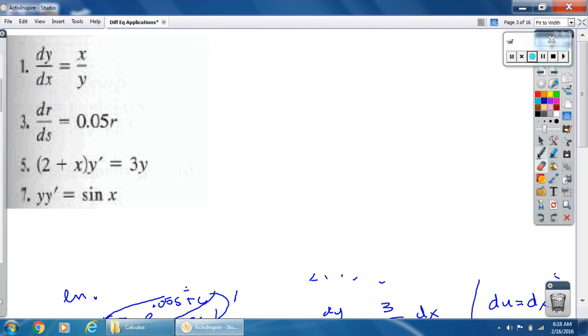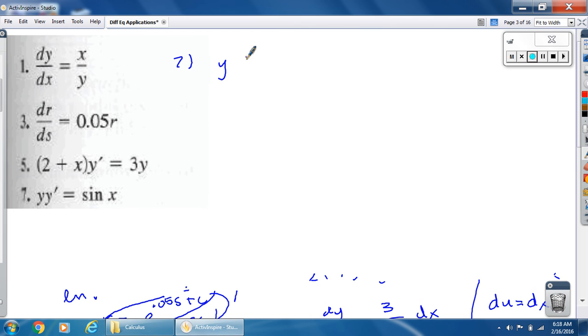Okay, grab a pen here. Number 7. So we have y dy dx is equal to sine x. I'm going to multiply the dx to the other side. I just lost my dy, sorry about that.